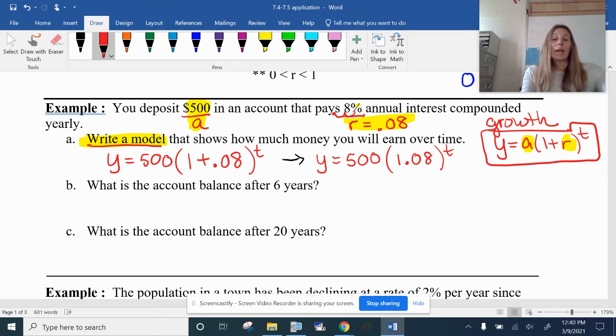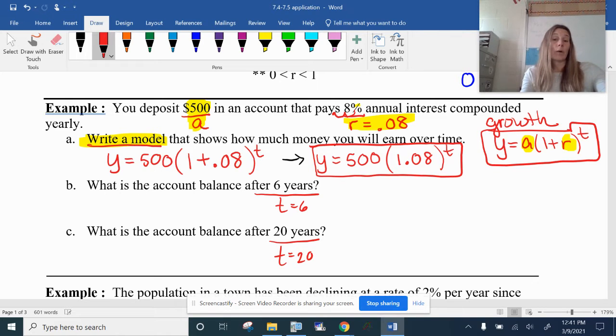So now you can use this model to answer any questions related to different time periods. So what is the account balance after 6 years? You'll plug in a t equals 6. What is the account balance after 20 years? You can plug in a t value of 20.